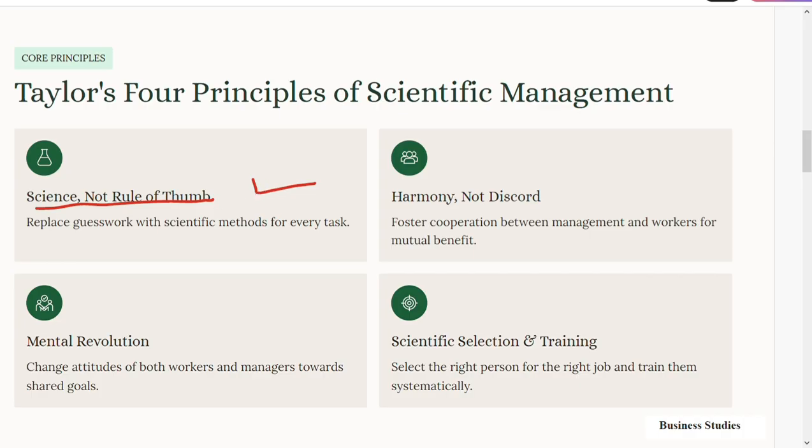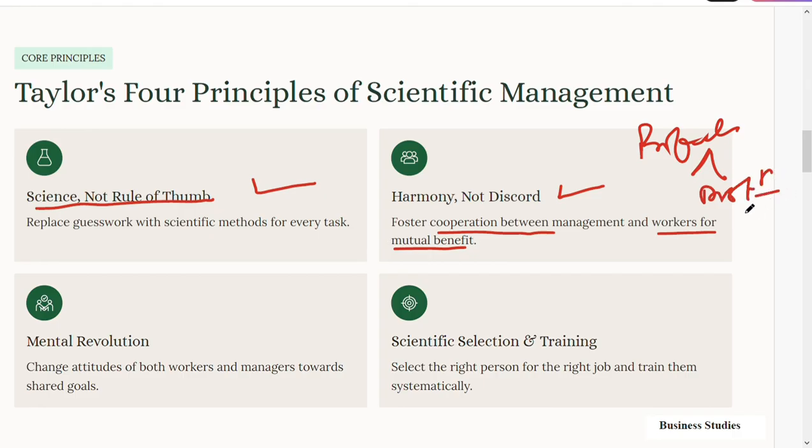Okay, this is the first principle given by Mr. Taylor. The second one is harmony, not discord. This principle says bring in cooperation between the employee and the management, and the worker should be given benefit arising from the management. That means whatever profit you make in the business should also be distributed among the employees. You should always share your gain with the employees. So all in all, it says seek elimination of the traditional adversarial relationship between the manager and the workforce.